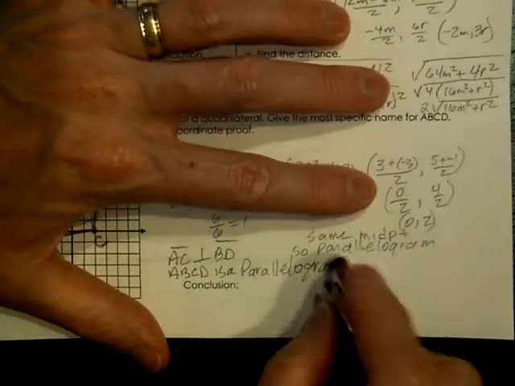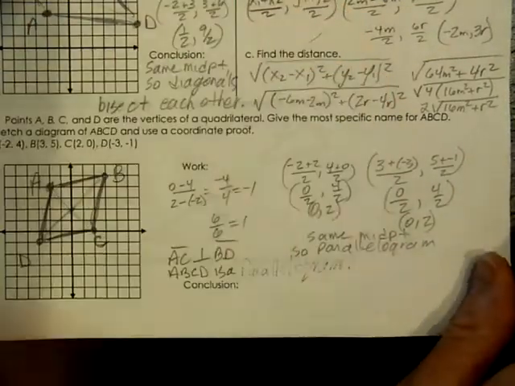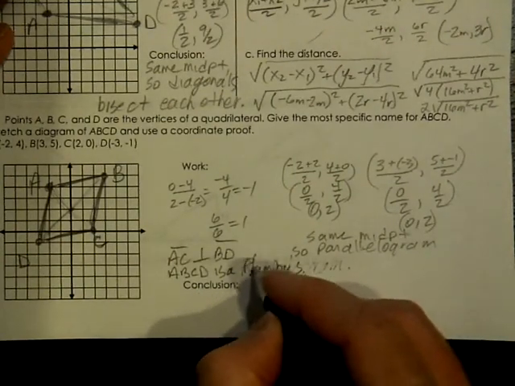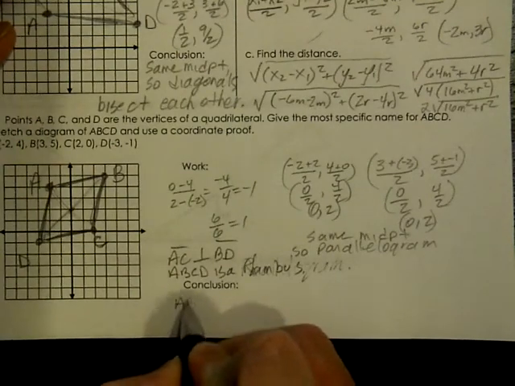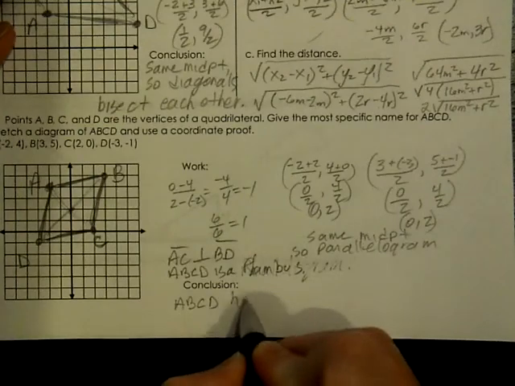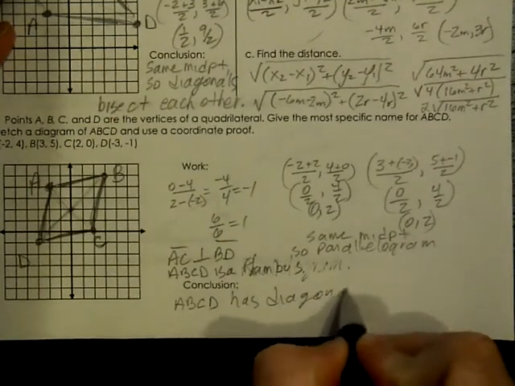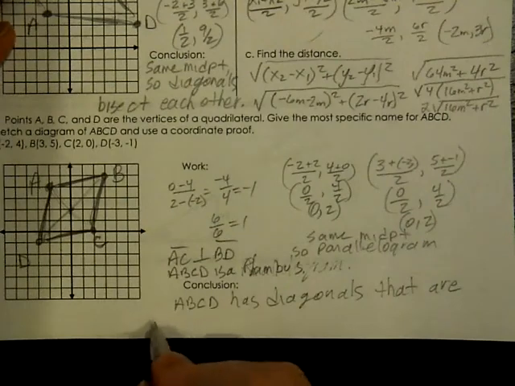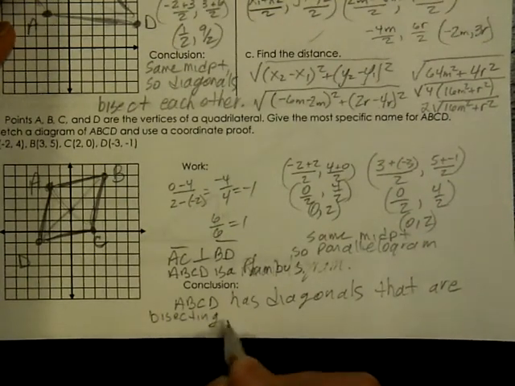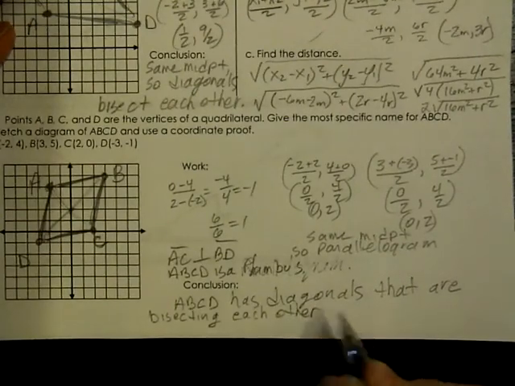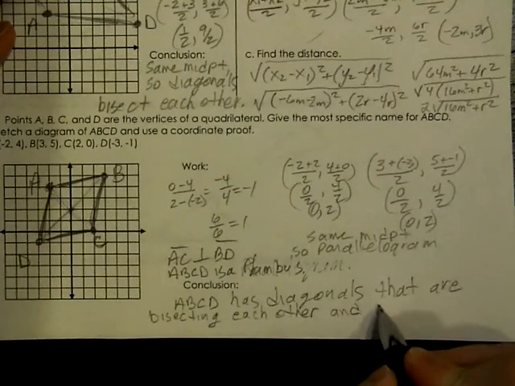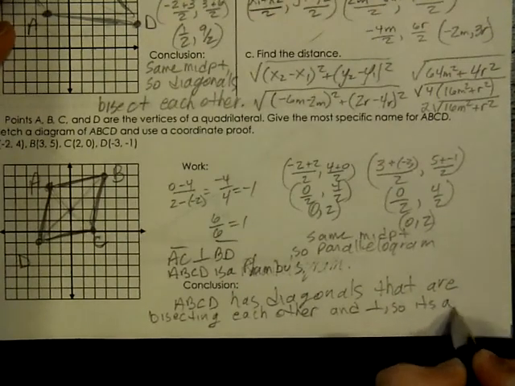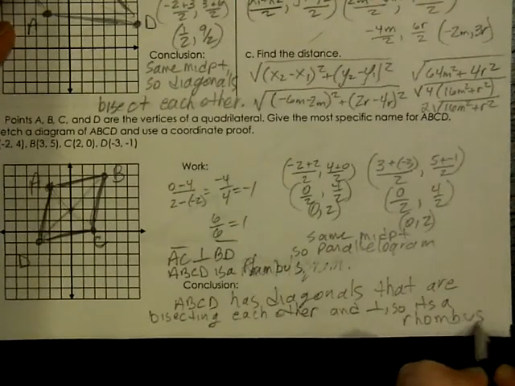These are perpendicular. The sides are perpendicular, so we know it's a rhombus. It has an H in it. So A, B, C, D has diagonals that are bisecting each other and perpendicular. So it's a rhombus.